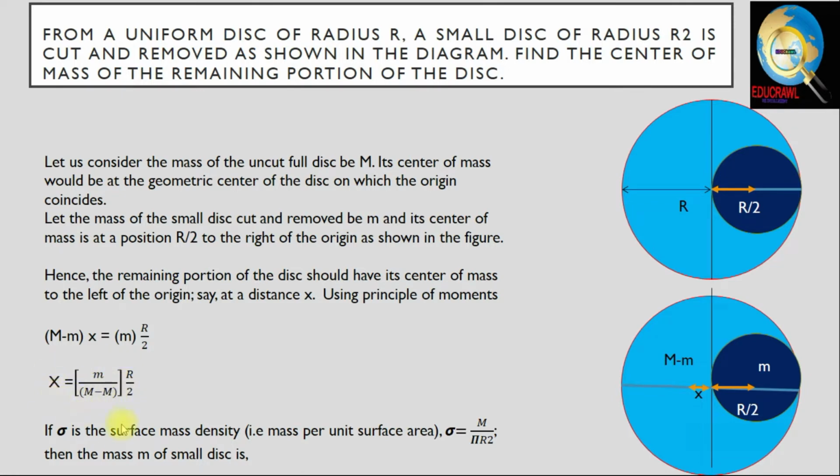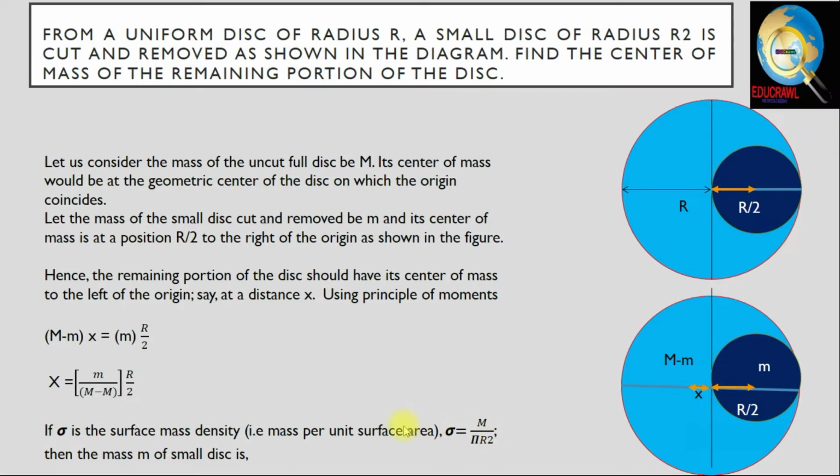For that we assume the surface mass density as sigma. Sigma is the surface mass density, which means how much mass is distributed on a particular surface. Here the surface is a circle, so the total surface area is pi r squared. The total mass distributed is capital M. Hence sigma is equal to M by pi r squared.